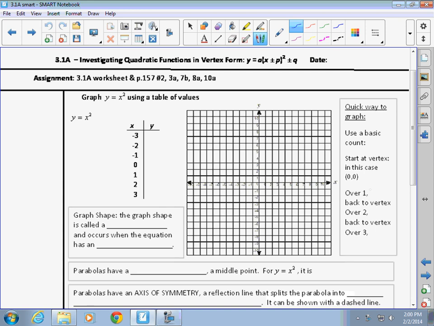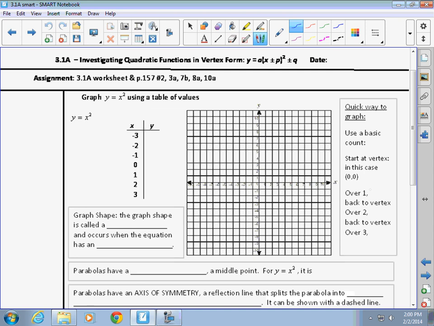Okay, so chapter 3 is on graphing quadratic equations. I've split this first section up into two parts, and we're just going to divide our focus in what we're doing here. So 3.1a is investigating quadratic functions in the vertex form y is equal to a(x plus or minus p) squared plus or minus q.